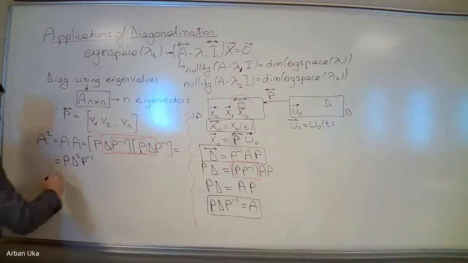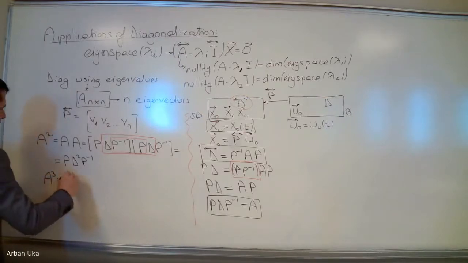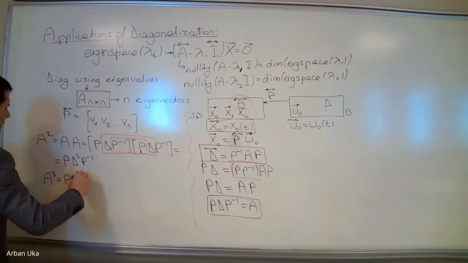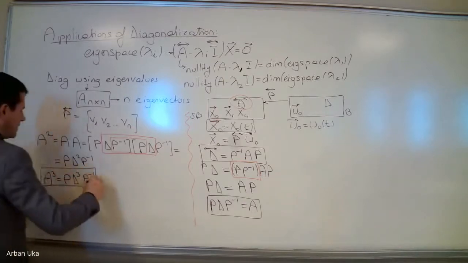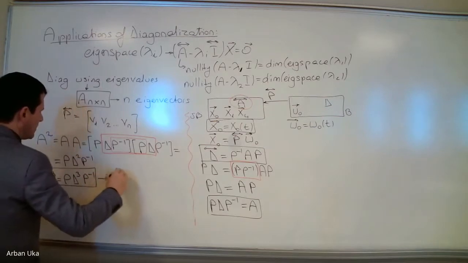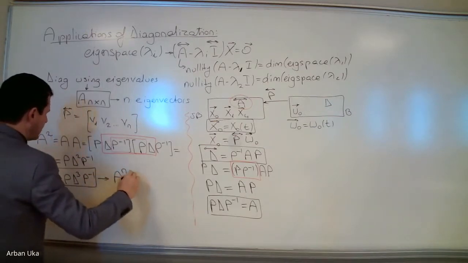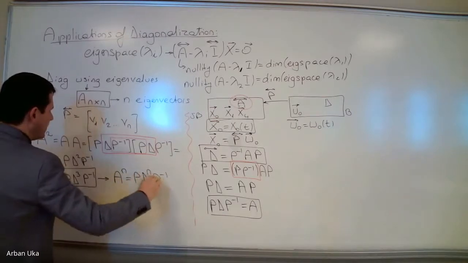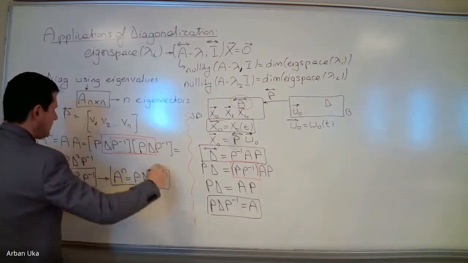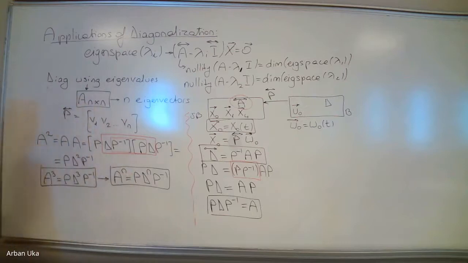So similarly, we can write that A to the power 3 is equal to P D to the power 3 P inverse. Okay. Then I think we can also write down that A to the power n is equal to P D to the power n P inverse. So it looks like this, but now what would be the use here?